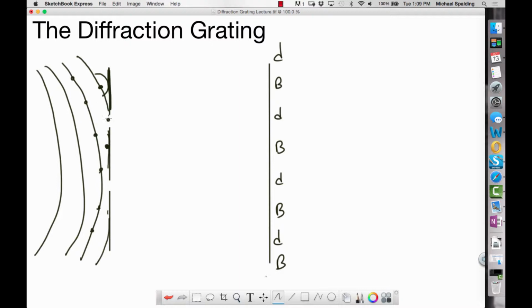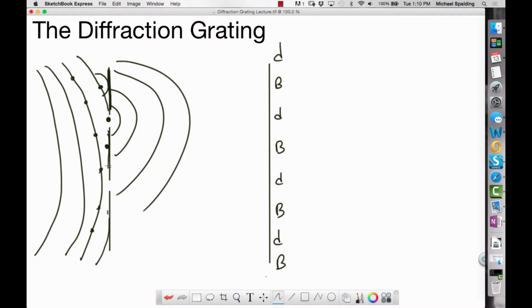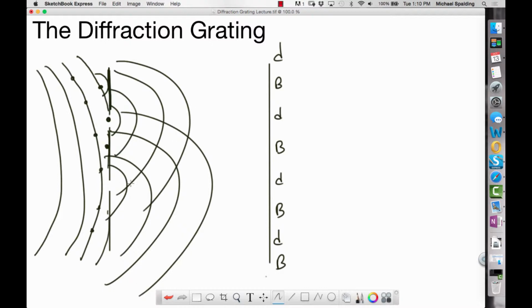But you do have a point source right at this opening, and you get these wave fronts that move out like that from both slits, right? Kind of like this, and then you get this interference pattern, like right here would be constructive, constructive, right? The pattern this gives is called an interference pattern. Bright, dark, bright, dark, bright, dark.